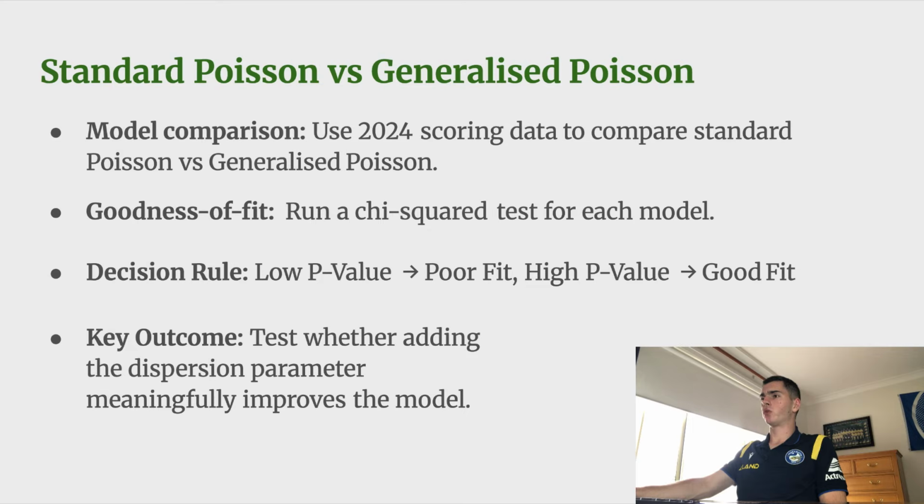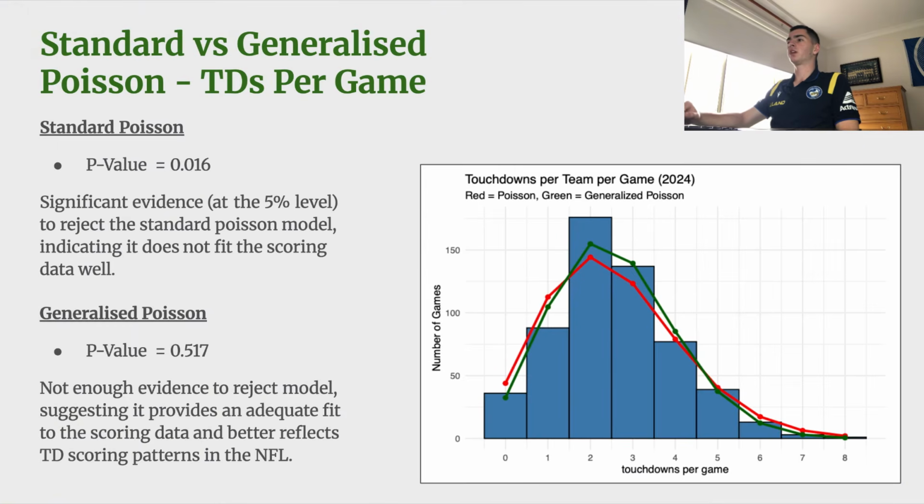Comparing the two, as we saw earlier, the standard Poisson model for touchdowns returns a chi-squared p-value of about 0.016, which is below the 5% significance level and means it doesn't fit real touchdown data. However, the generalized Poisson model gives a p-value of roughly 0.52, meaning that we do not have enough evidence to say the model is wrong. Visually, the green generalized Poisson curve lines up much more closely with the histogram, especially around the peak values of 1 to 3 touchdowns. As a result, I'll choose to model touchdowns using this generalized Poisson distribution.